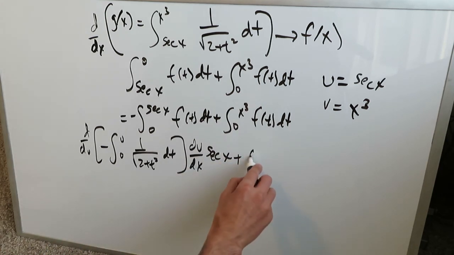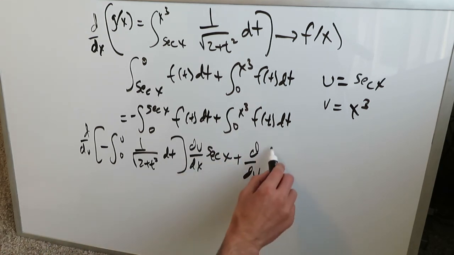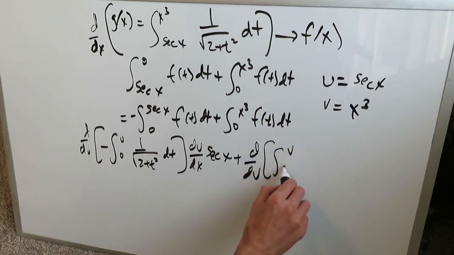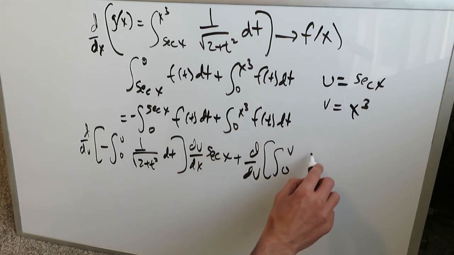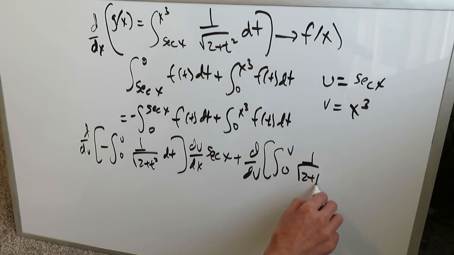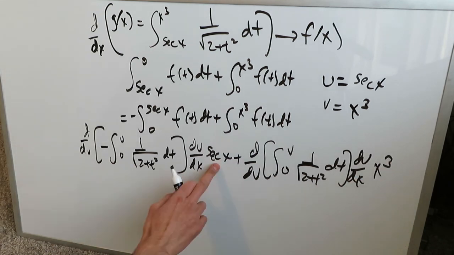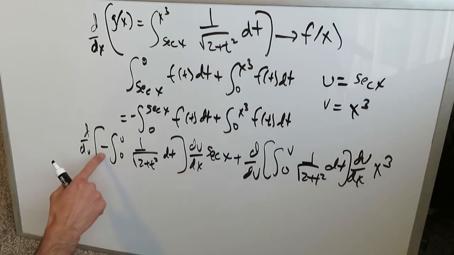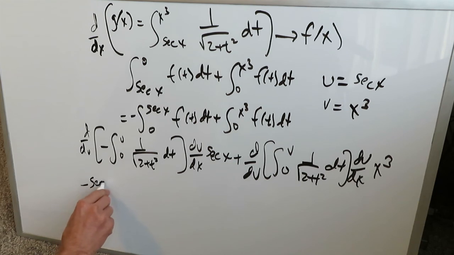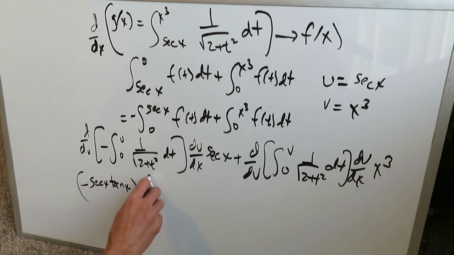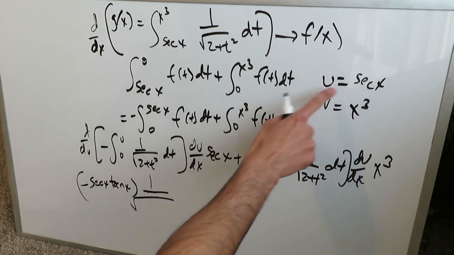Then plus, let's do the v part, the v aspect of the chain rule. We have a v over here, the integral from 0 to v of 1 over square root of 2 plus t squared dt, and then dv over dx, we have x cubed over here. The derivative of secant x, you know, and with the minus, is minus secant x tan x. This will get substituted over here with the u value, but let's skip that one step.